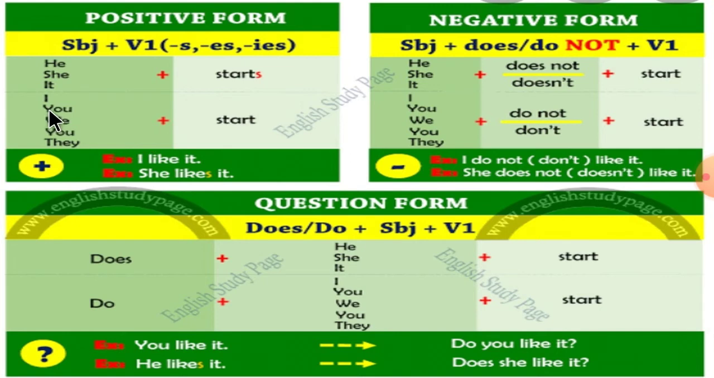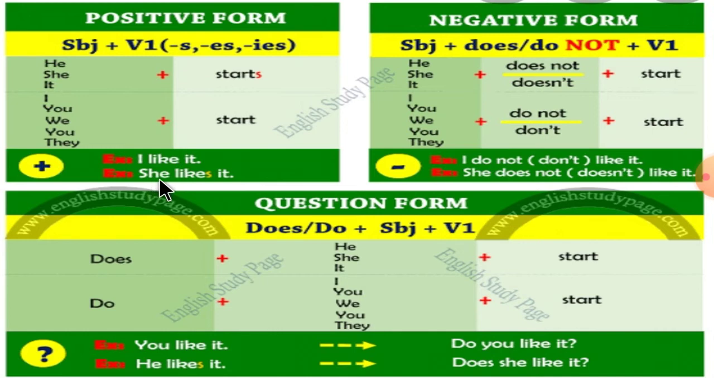And when you are making a positive sentence with I, you, we, you or they, you don't need to add anything in the verb. So let's see here the example. I like it. So you are making a sentence with I, so you don't need to add anything.